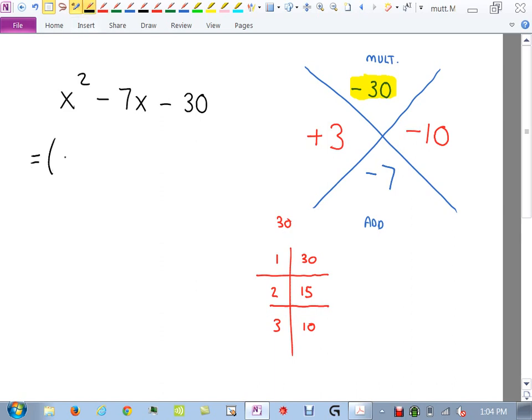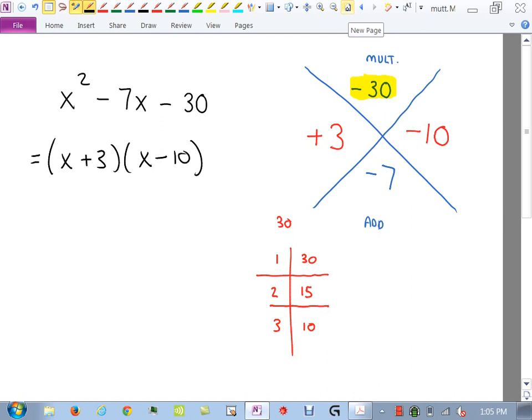So what do we get? Plus 3, x minus 10. And of course, you could always check these by multiplying them out. Foiling. Next.